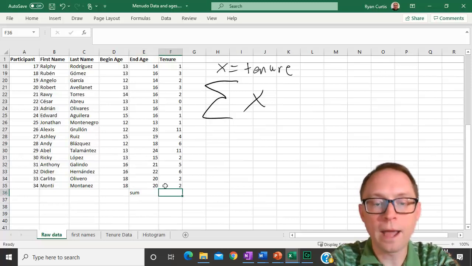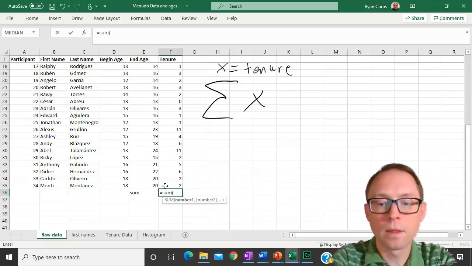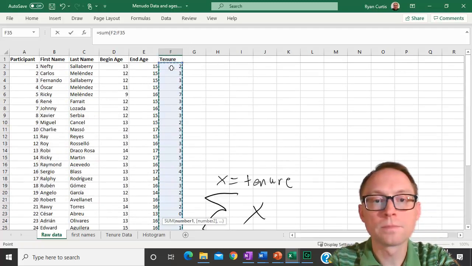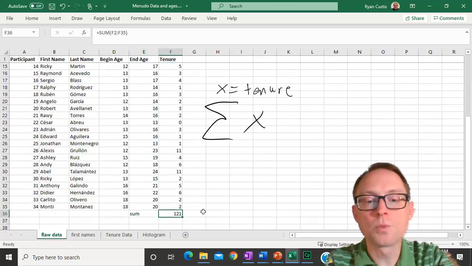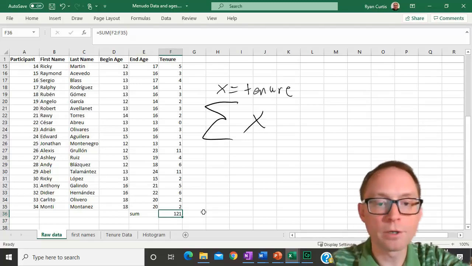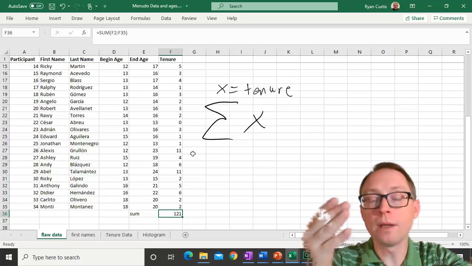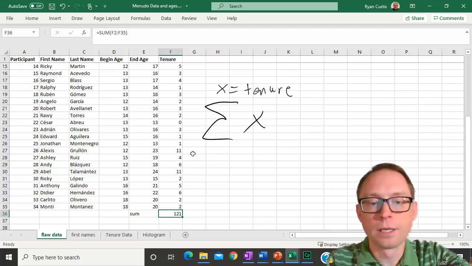Sum of x. And so what we need is the sum of all of these. That's what we're looking for. The sum of all of those is 121. So all told, everybody in Menudo spent 121 total years being a part of Menudo. Okay, that's all that means. By the way, I'm in Excel right now, but most of this stuff can be done in Google spreadsheets and that kind of thing.